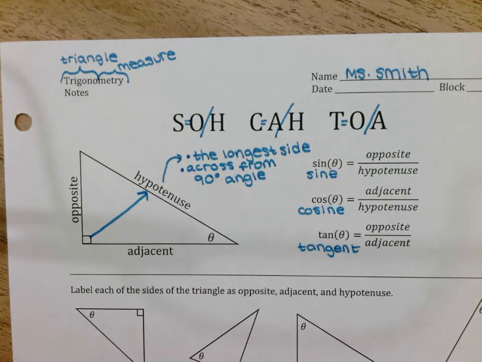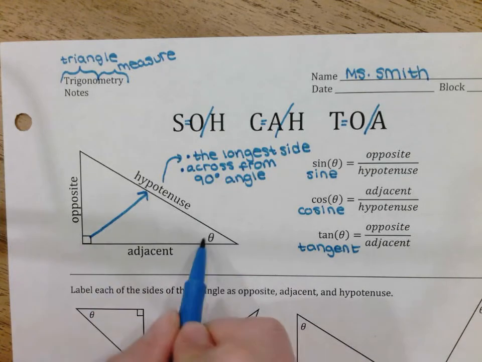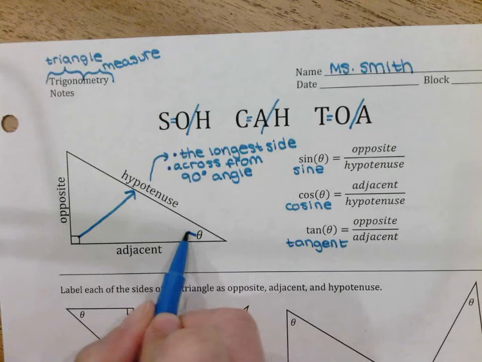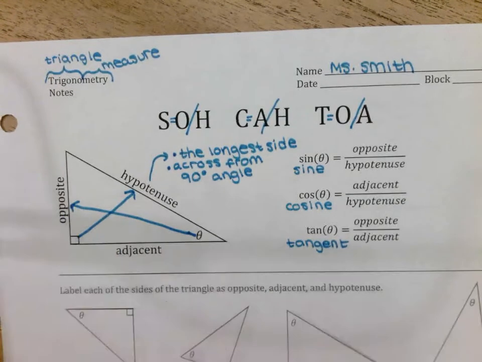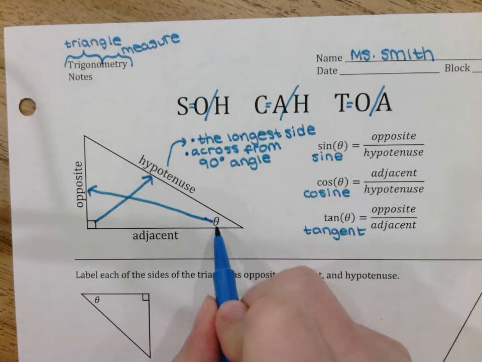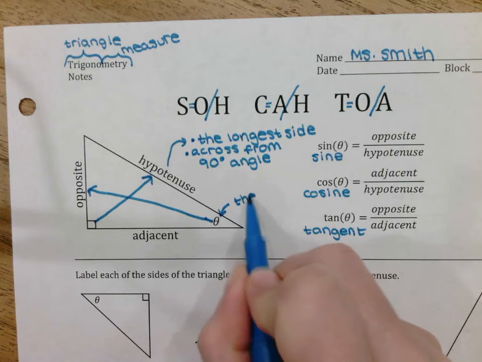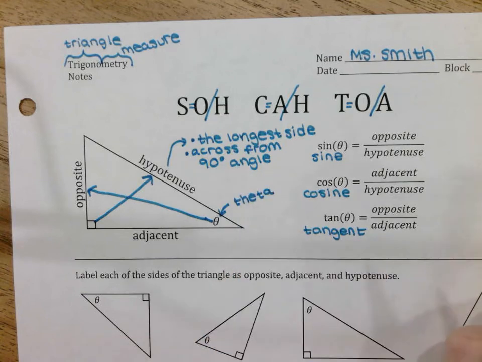Okay. Now I want to talk about opposite. Our opposite side is always going to be opposite the angle in question here. In this case, our angle has this placeholder. It's a Greek symbol called theta. This is theta. You already know one Greek symbol. You should be familiar with pi, and now you can add theta.